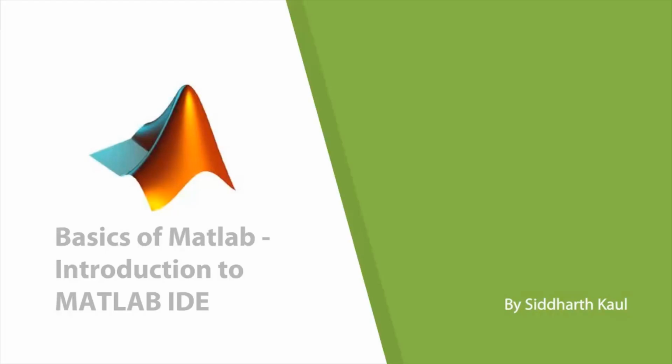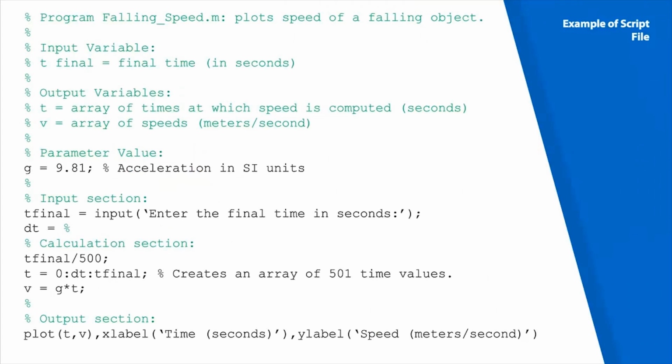This is part 2 of Introduction to MATLAB IDE and I will be continuing from the example of a script. The following is a simple example of a script file that shows the preferred program style used in MATLAB. Here the speed of a falling object dropped with no initial velocity is given as a function of time t by v = gt, where g is the acceleration due to gravity. In SI units, g has a value of around 9.81 meters per second squared.